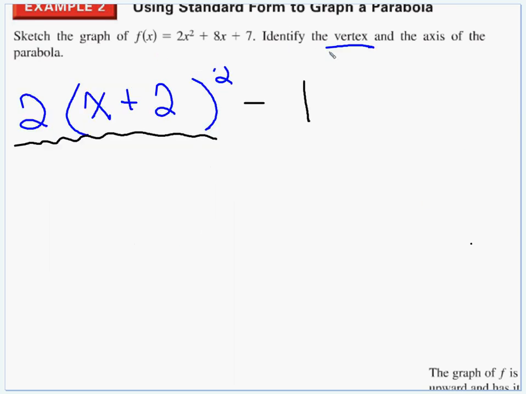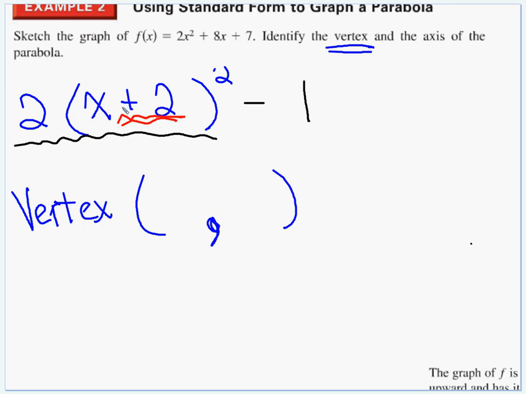So now that we're in this form, they're asking for the vertex, and the vertex is just this easy. Vertex, I'm going to set a parenthesis and put a comma in there. We know it's an ordered pair. I look at this number as a plus 2, so I'm going to bring it down as the opposite, minus 2. Now outside the parenthesis, this just comes down as it is, minus 1. So there is our vertex.